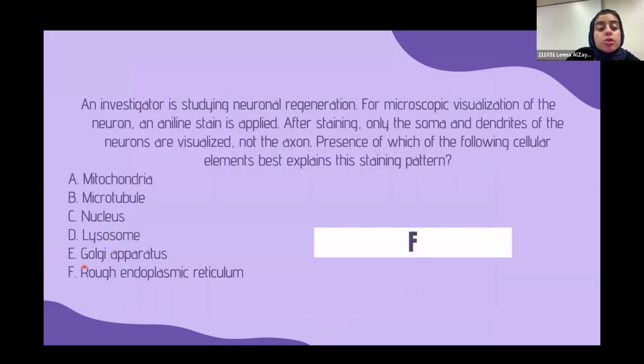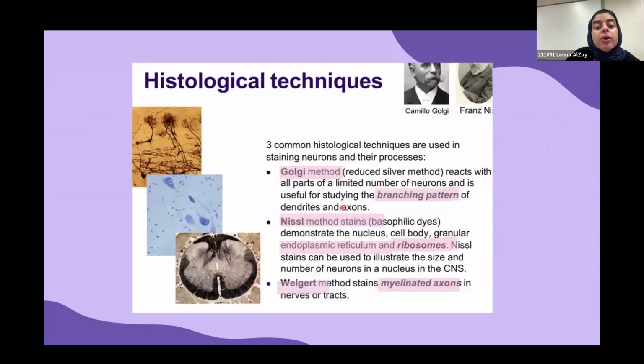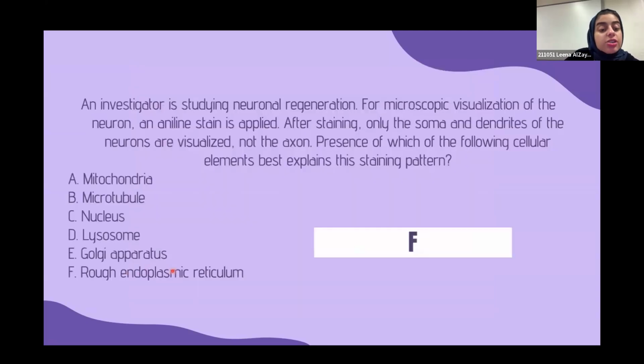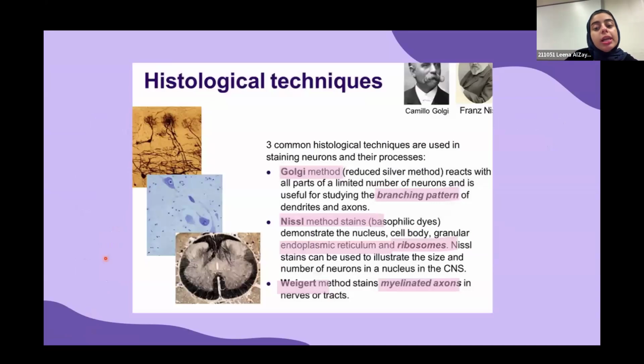So the option they're talking about is the Nissl method stain, which shows the nucleus, the cell body, and the rough endoplasmic reticulum with its ribosomes. So the answer is rough endoplasmic reticulum. Or, if it is shown as an option, ribosomes is another correct answer. Cell bodies, again, another right answer, as well as the nucleus. Is it clear, guys?